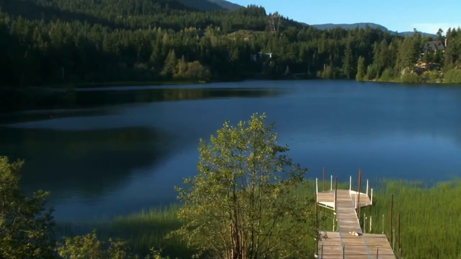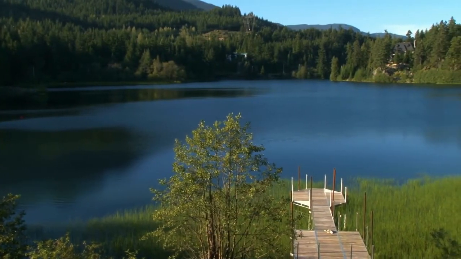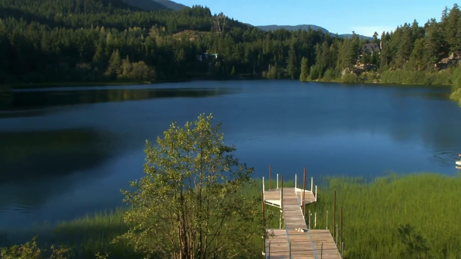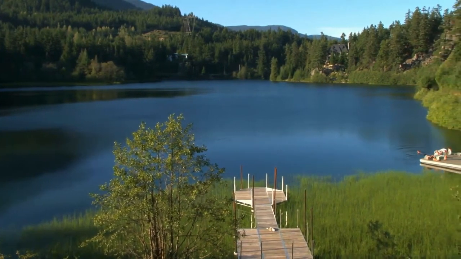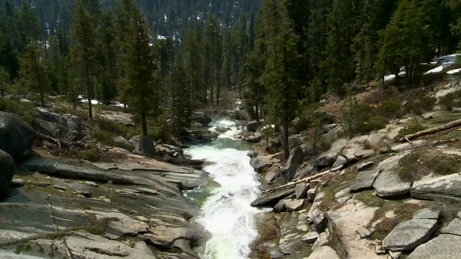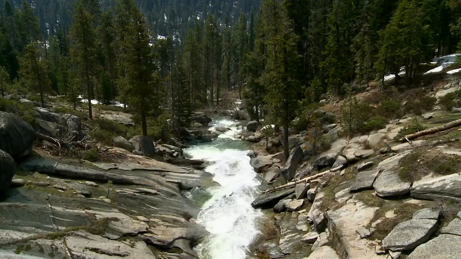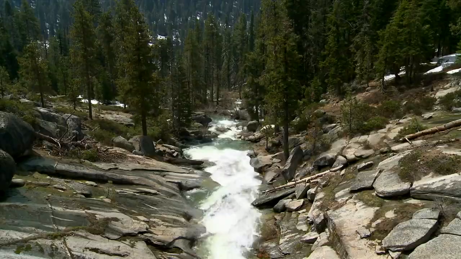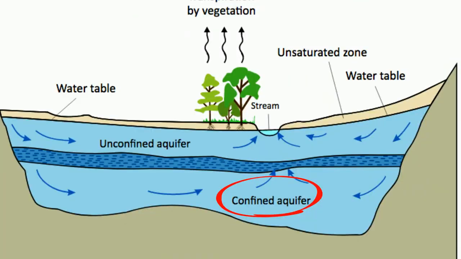If the ground dips below the water table, the groundwater will flow to the surface and may create a body of surface water, like a lake. Groundwater can also flow out of the ground and create a stream. This is called a spring. However, some groundwater is so deep that it's difficult to get to. These bodies of groundwater are called confined groundwater.